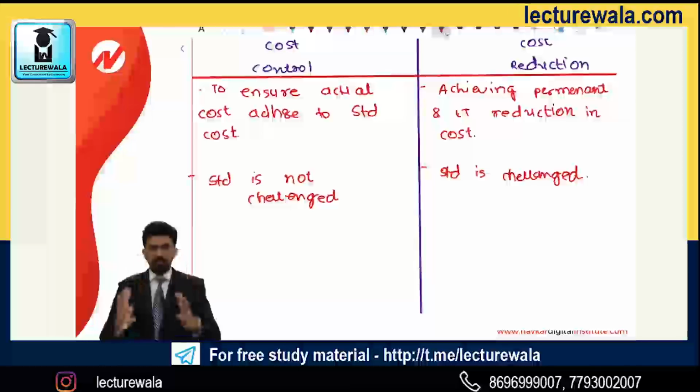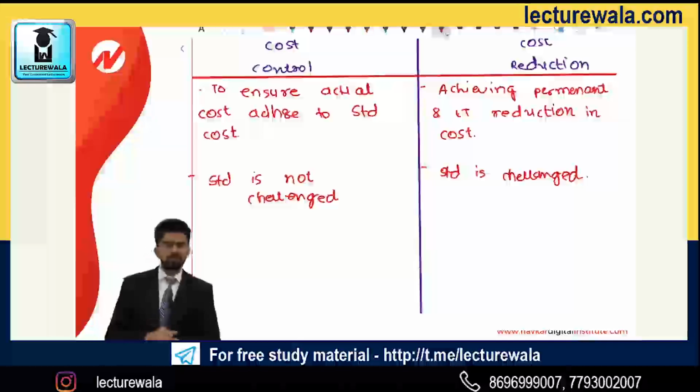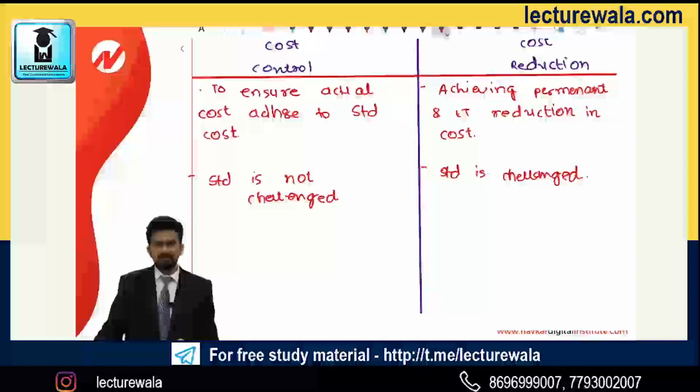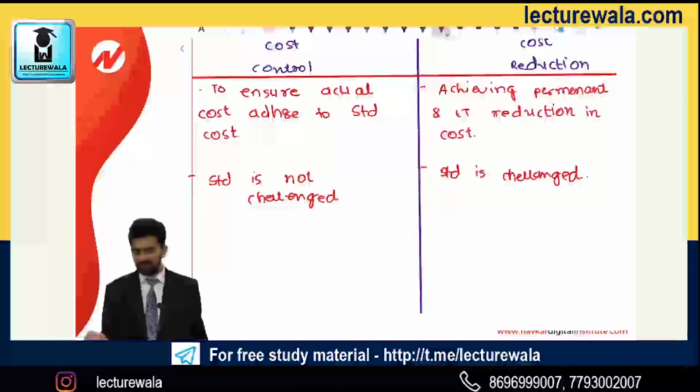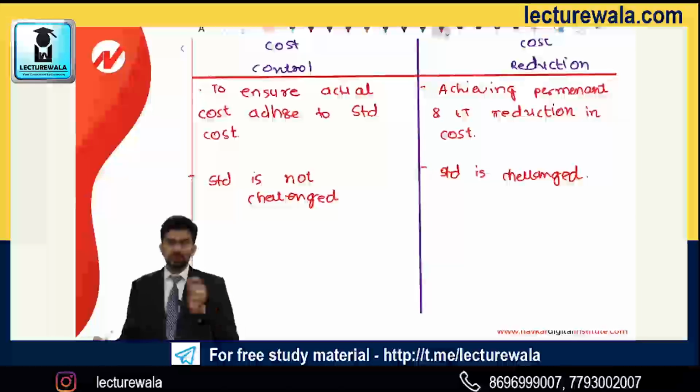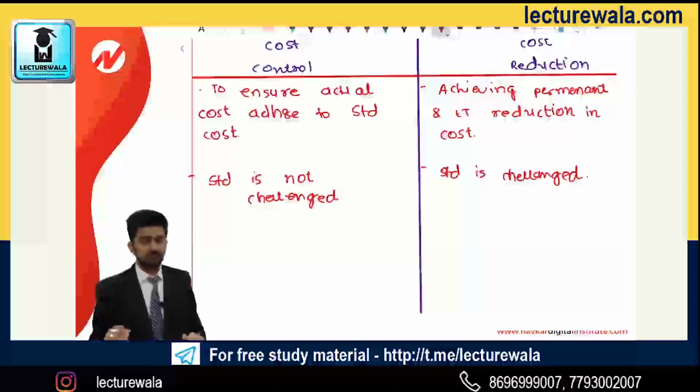I'm not arguing with the management that you don't know how this happens and you said 30 hours randomly, you don't know how to do it and all that. It never happens. As far as cost reduction is concerned, we are saying the standard is challenged. Now let me explain points 1 and 2 of cost reduction together.